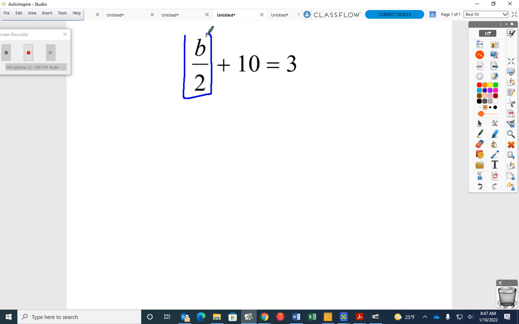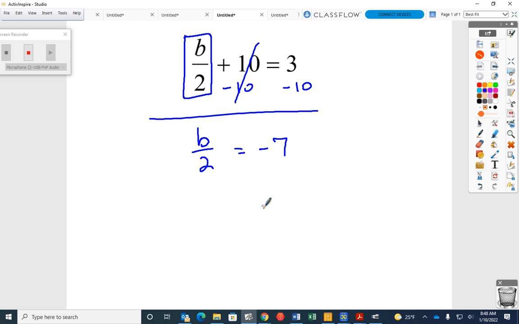Good. What's outside that b divided by 2? Positive 10. And how do I get rid of positive 10? Negative 10. I subtract 10 from here and from there. And these do what? Those cancel. They cancel, so what's left? You end up with negative 7 on the other side.